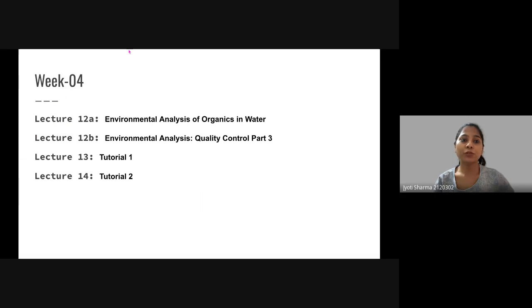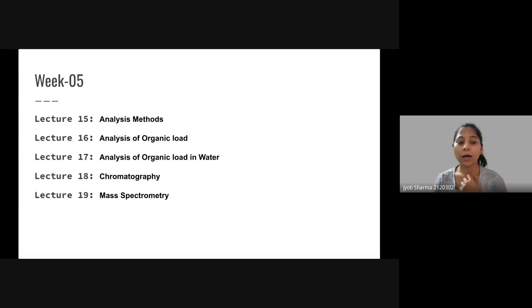Then we moved to week 4, and we started with how, if there is some organic contaminant or pollutant in the water, we can extract it out. And this extraction is nothing but based on the partition coefficient that we learned in week 2. So we learned about these things in week 4.